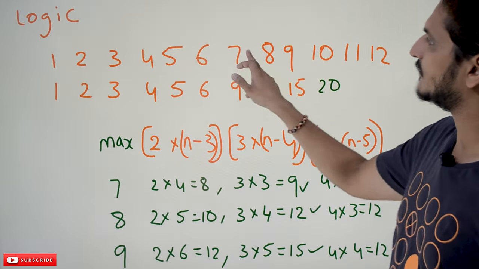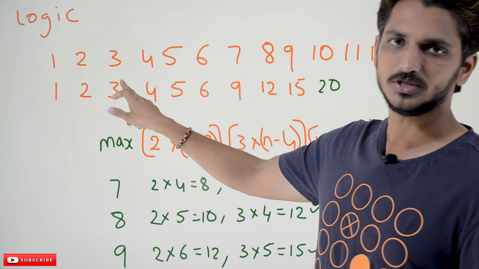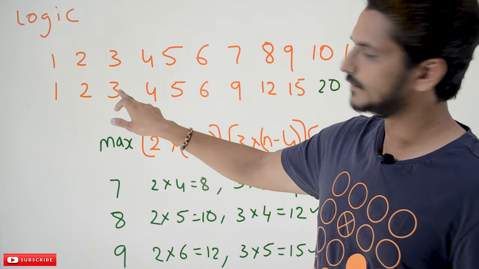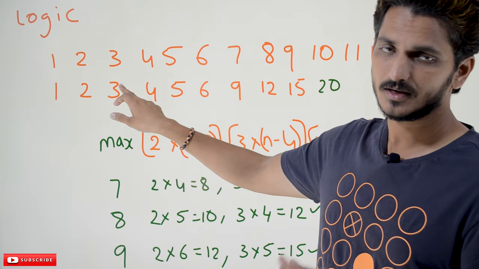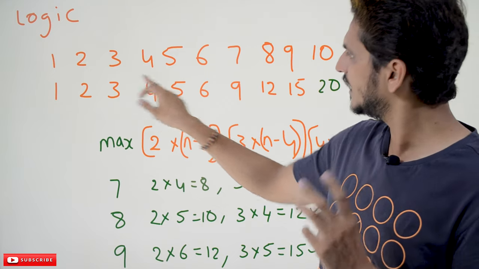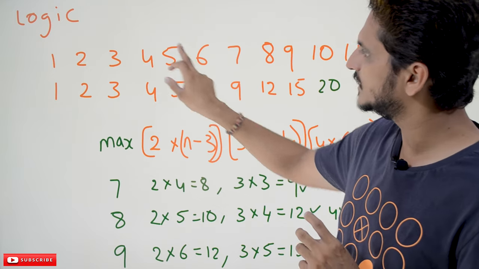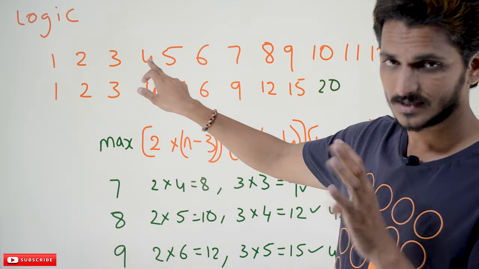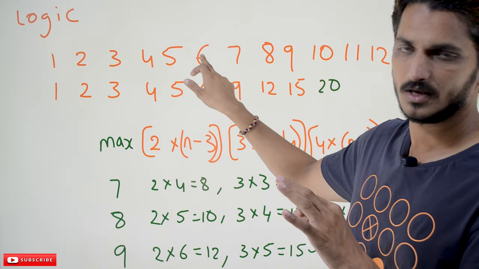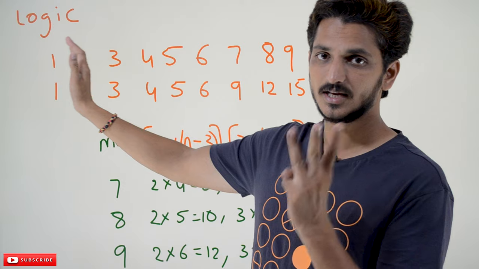See, n minus 4. 7 minus 4 means 3, third position. Print, print, print. How many A's have you printed? 3 A's have been printed. Select, copy, paste means the fourth key is select copy paste. So how many have we selected? 3 A's have been selected.